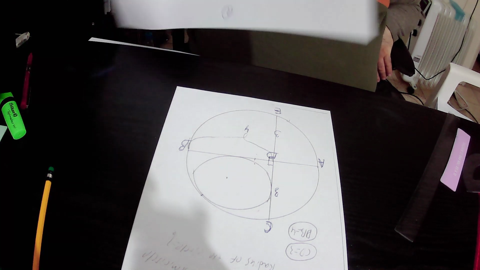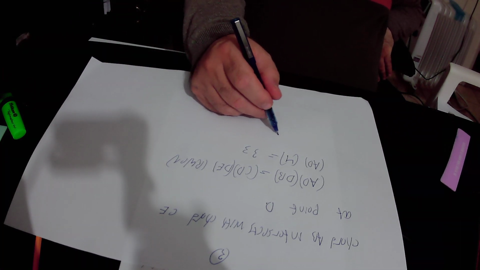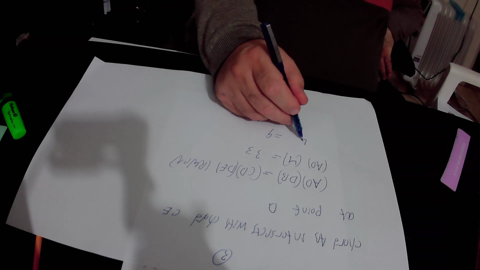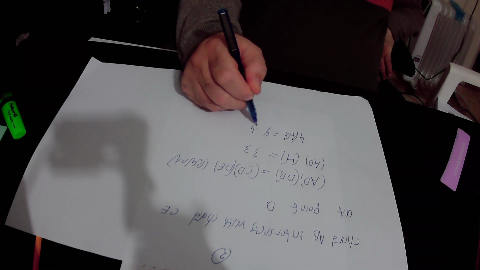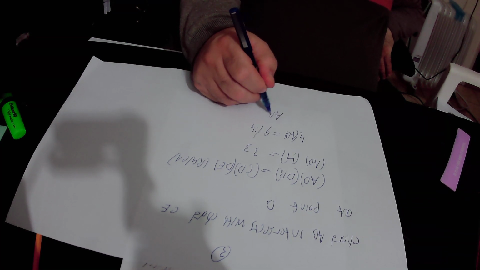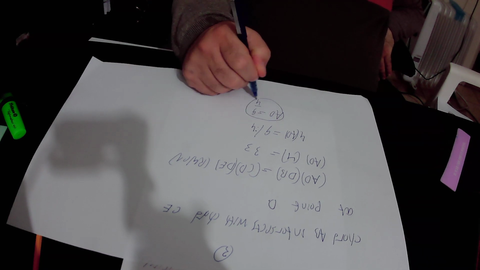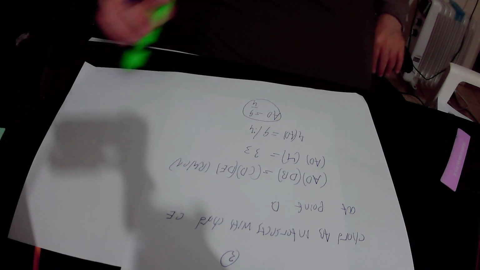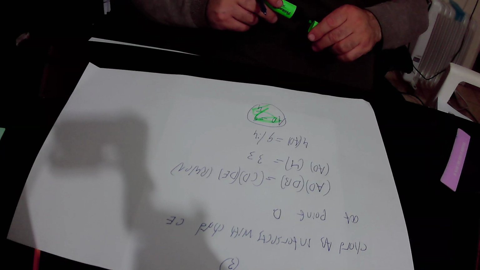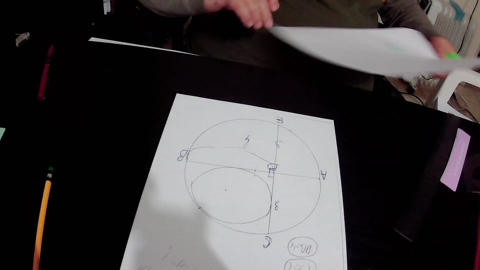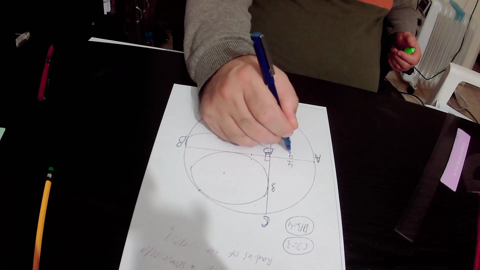So in conclusion, according to rule number 1, AD times 4 equals 3 times 3. 3 times 3 is 9, so 4 times AD equals 9. Here we divide this equation by 4 and we get that AD equals 9 over 4. So here we can write down that AD equals 9 over 4.